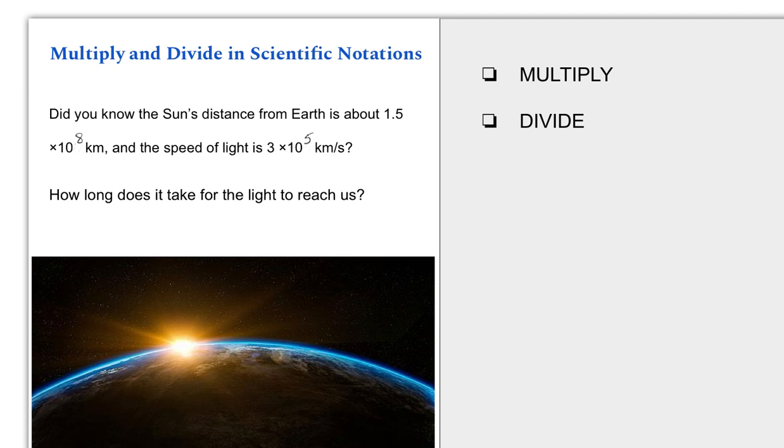Before we jump in and learn how to multiply and divide in scientific notation, I wanted to give you an example of real life and how we are going to use it, and when we multiply and divide when using scientific notation.